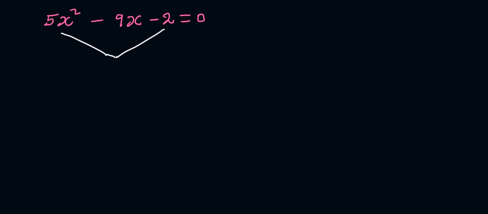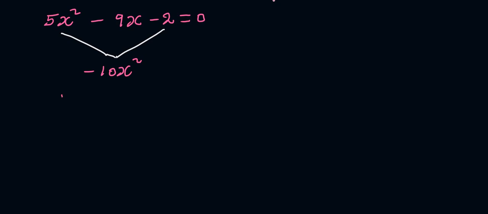And when you do that, you're going to have -10x squared. So at this point, we are going to look for two factors of 10, such that when we add them together, their sum should be -9. So what are the factors of 10 that can give us that value when added together?